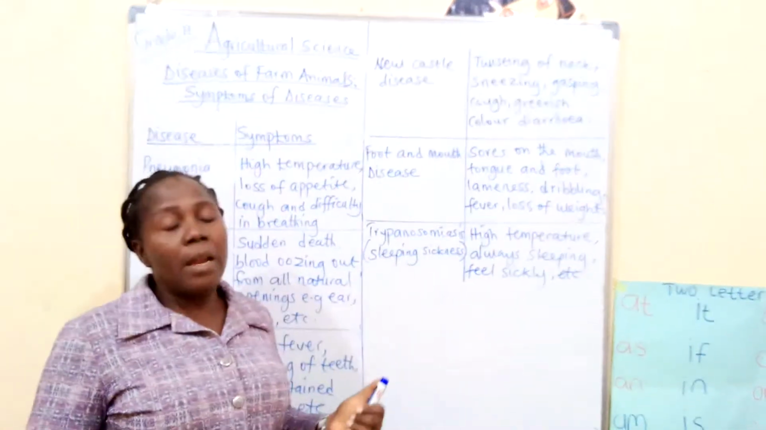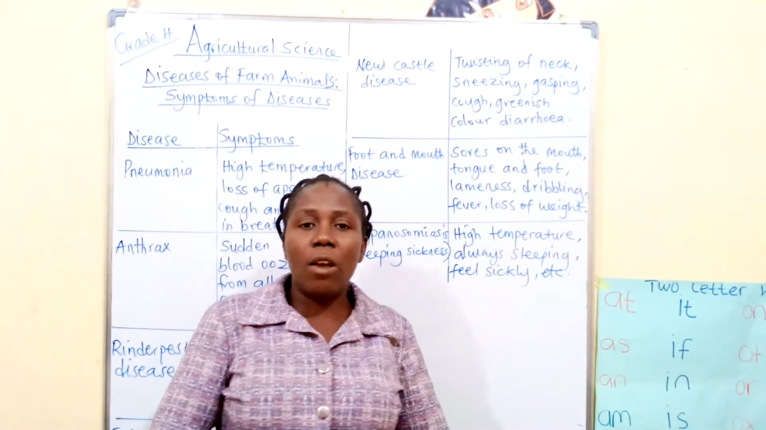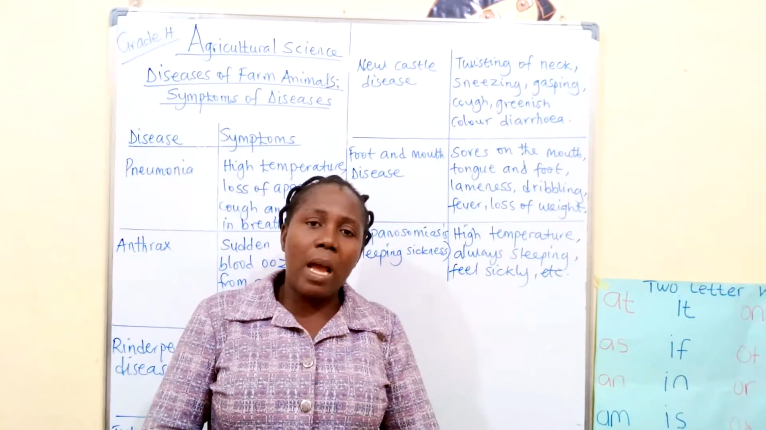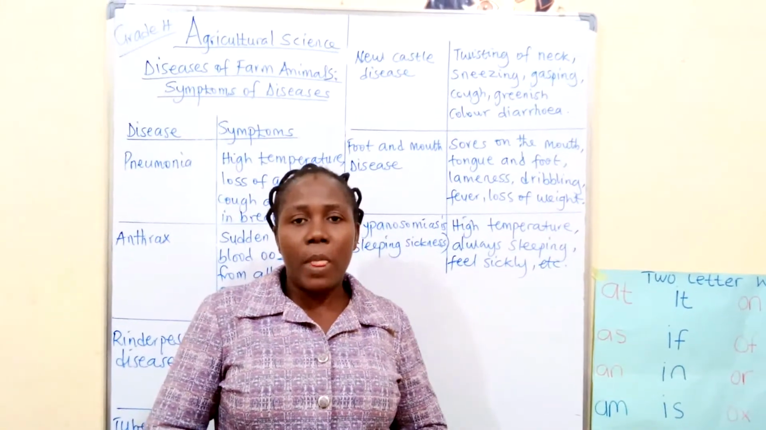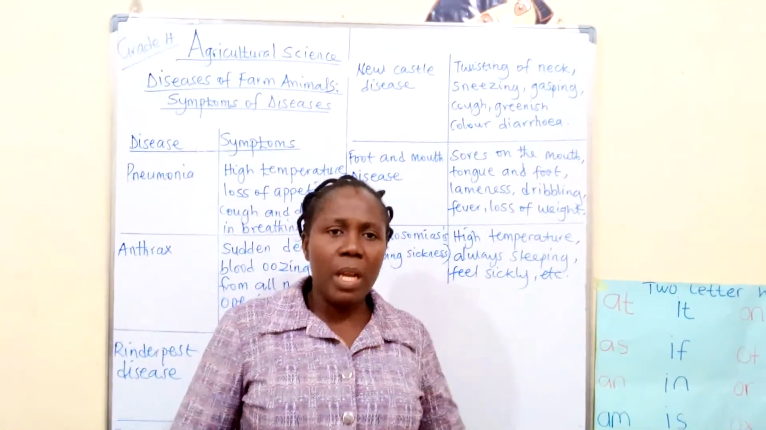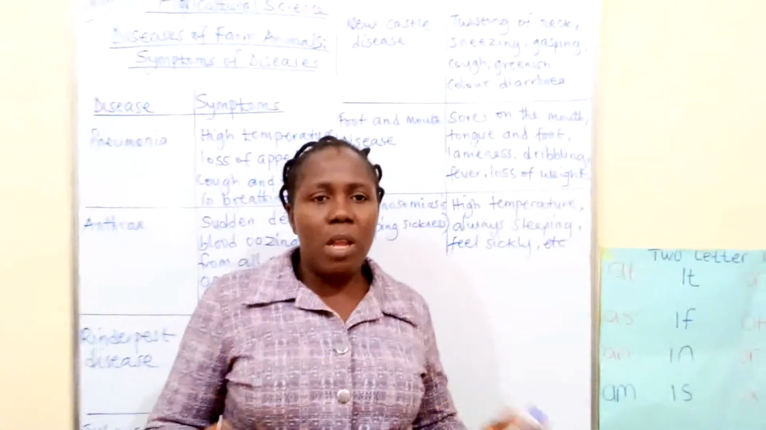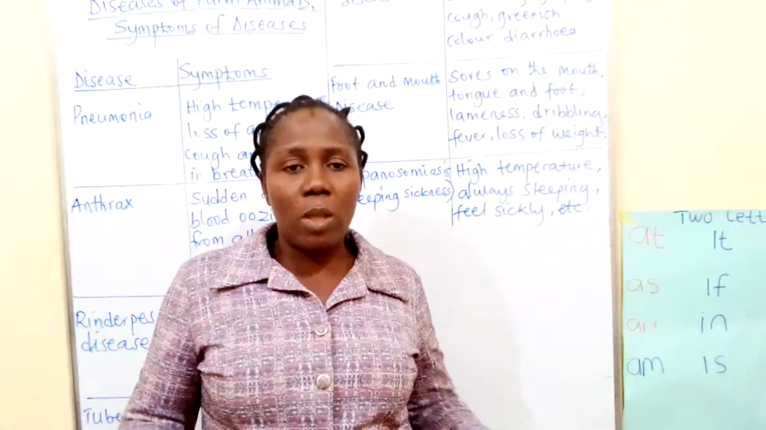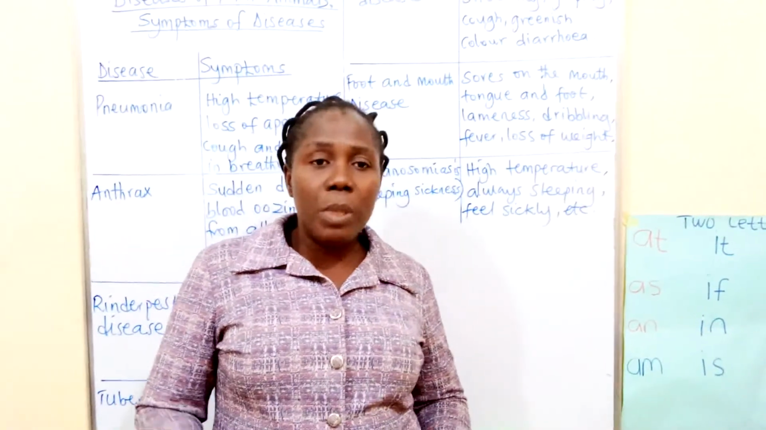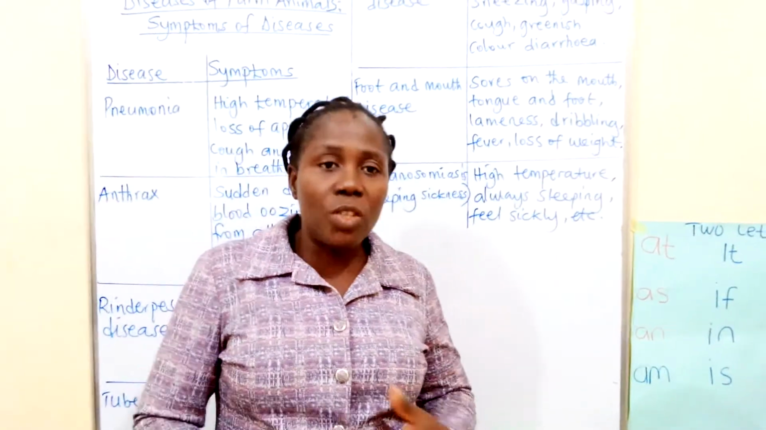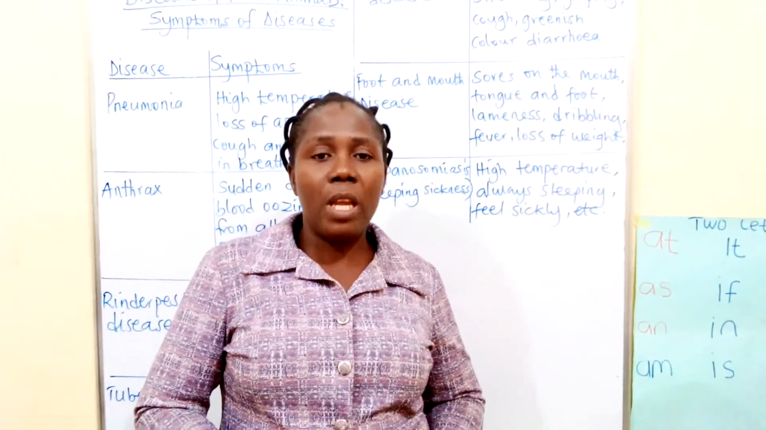Then apart from the vaccinations, we talk about the cleanliness of the place. Our animal house must be kept clean at all times. Then apart from that, cleaning their drinking and eating troughs. The containers you use in feeding them and giving them water to drink must be kept clean daily. Make it a point of duty to clean. As you change the water, you clean the drinking and feeding troughs.